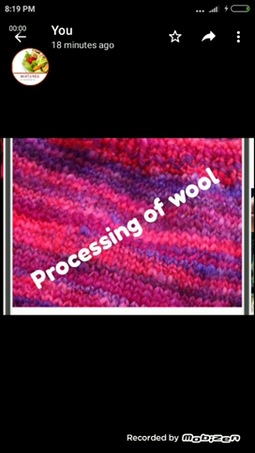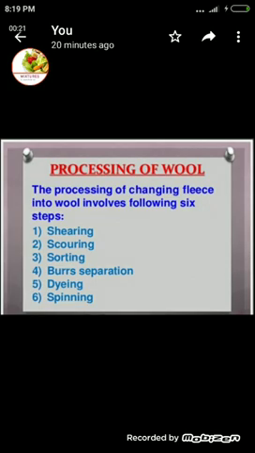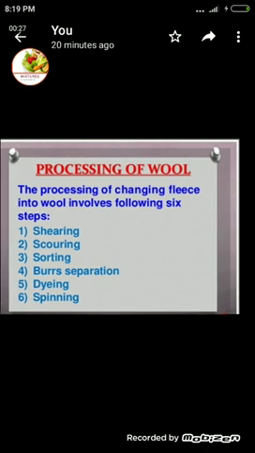Everyone, in the previous video you have studied about fibers and fabrics. Now I will tell you the explanation of processing fiber into wool, which is given on page number 26. First I want to say about processing fiber into wool. It includes various steps. These steps are shearing, scouring, sorting, burr separation, dyeing and spinning.